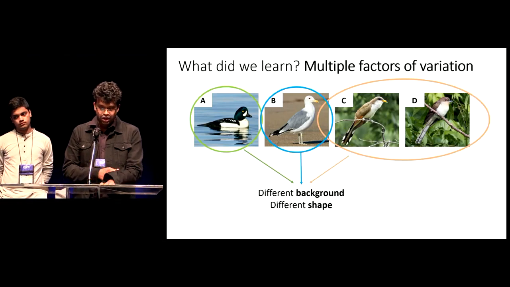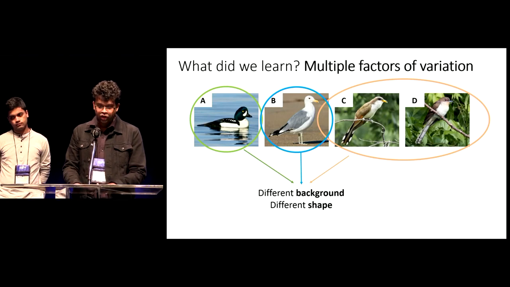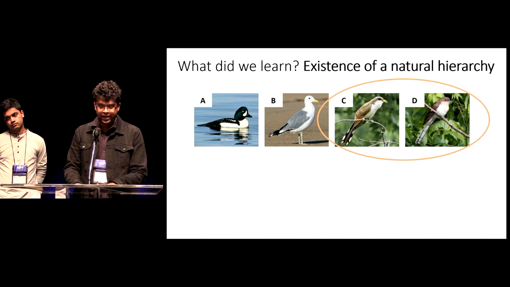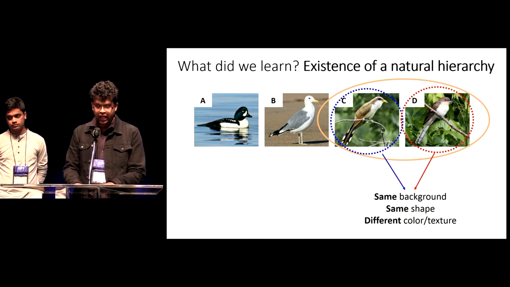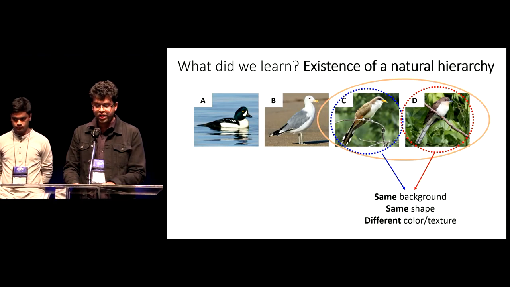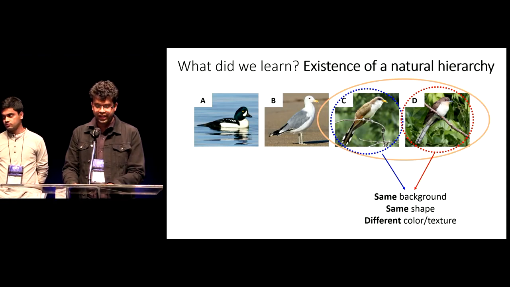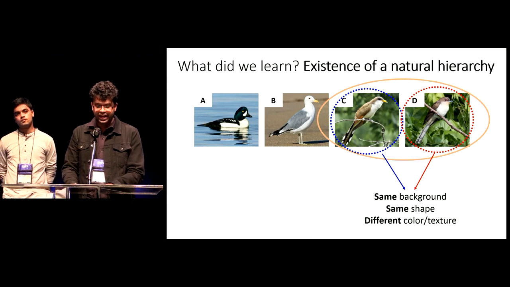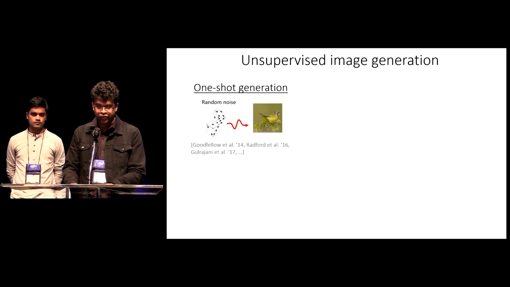All right, what did we learn here? We observed that birds can differ in terms of multiple factors of variation. For example, in this case, they are shape and background. But there is also a natural hierarchy associated with the factors of variation. Some birds can have the same background and shape, but they can differ in terms of color and texture. So in this work, our objective is to develop a generative model which makes use of implicit hierarchy to model fine-grained object categories by disentangling different factors of variation associated with them.